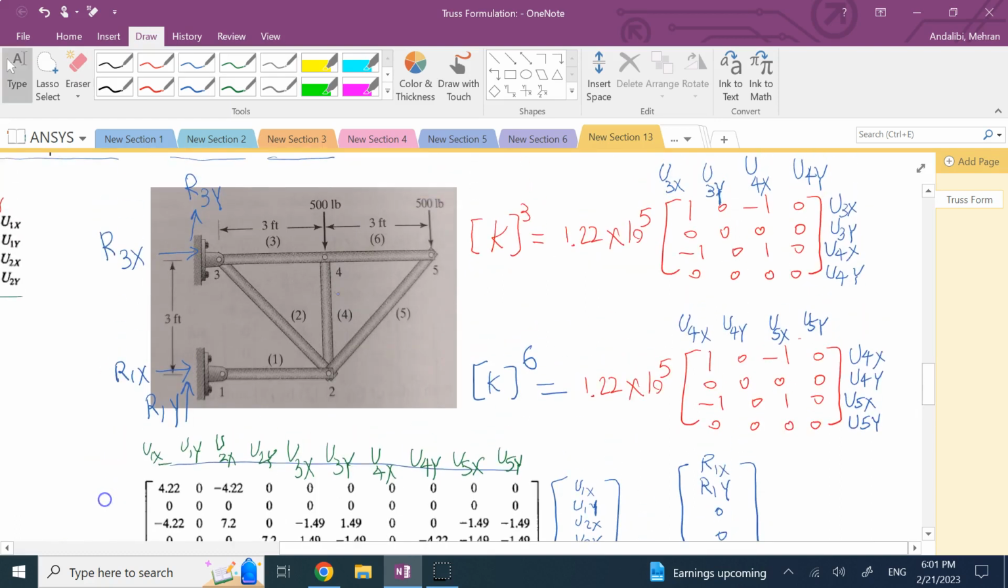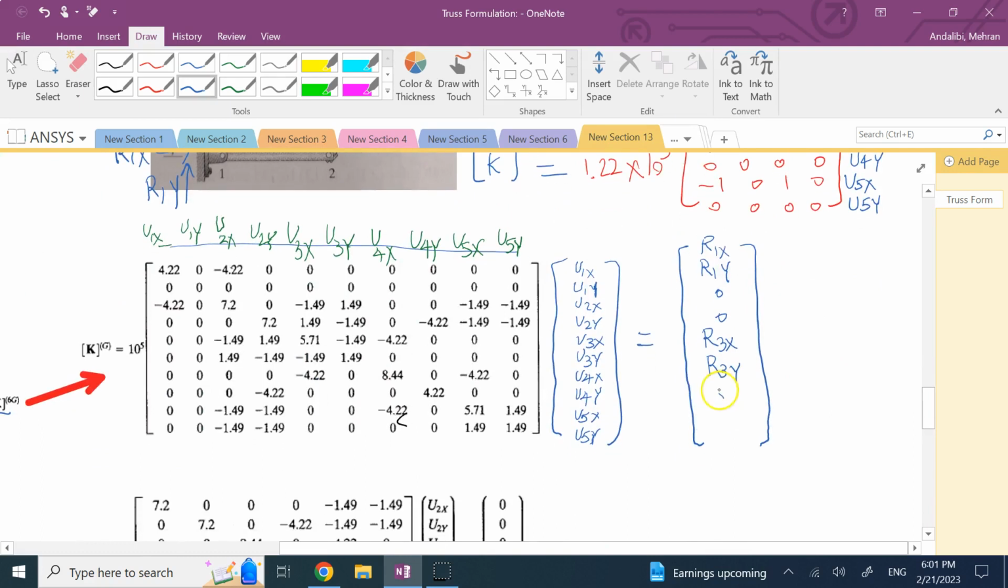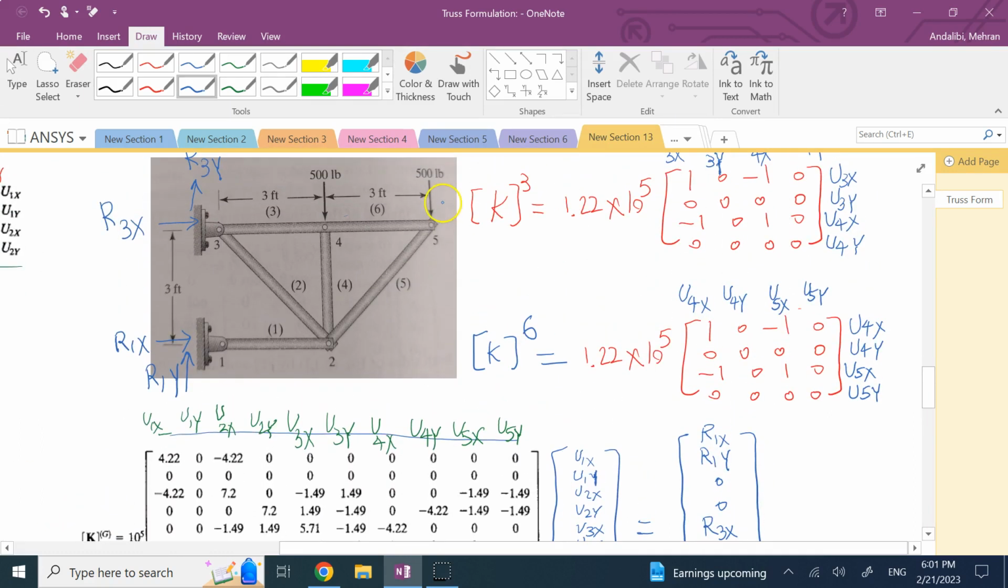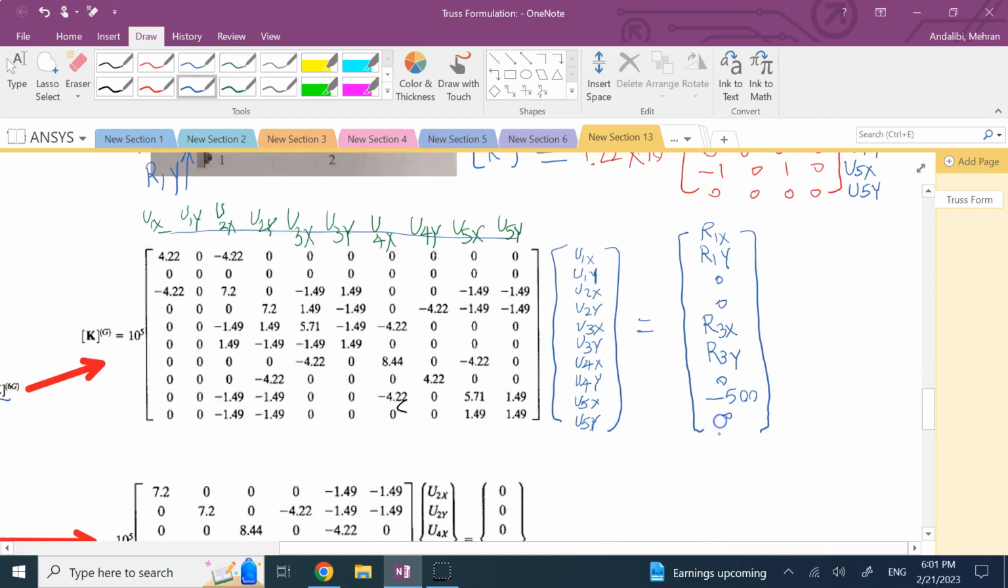What do I have at node 4? In x, there is nothing. In y, it is negative 500. And similar for node 5, again 0 and negative 500. So this is my what? This is my K equivalent times U equals F, right? That's this guy here that I wrote for you.